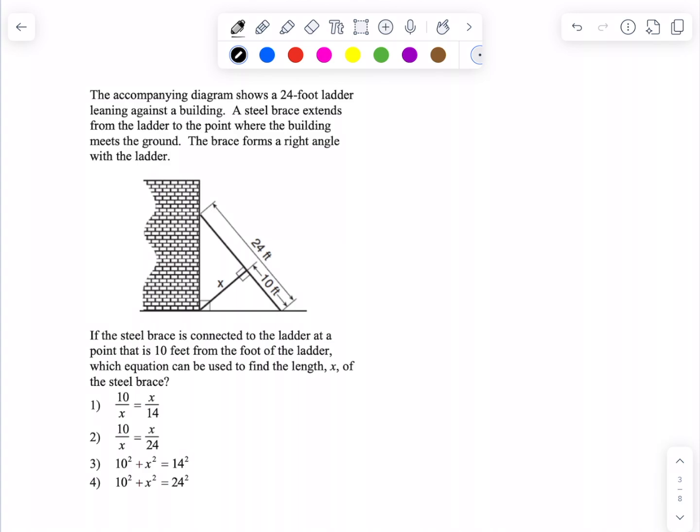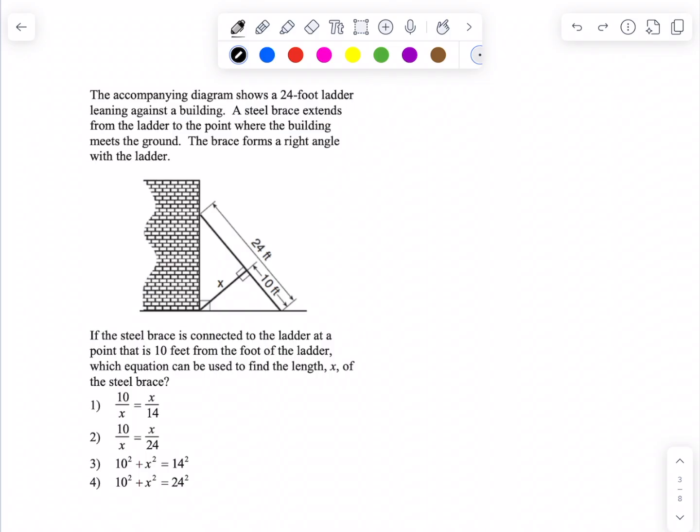The accompanying diagram shows a 24-foot ladder leaning against a building. A steel brace extends from the ladder to the point where the building meets the ground. The brace forms a right angle with the ladder. So basically they're telling us that this is the altitude because it forms right angles with the side of the triangle that it intersects, and it also starts at the vertex point. If the steel brace is connected to the ladder at a point that is 10 feet from the foot of the ladder, which equation can be used to find the length x of the steel brace?